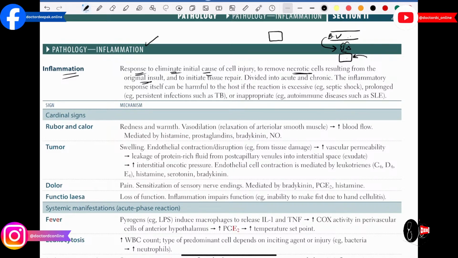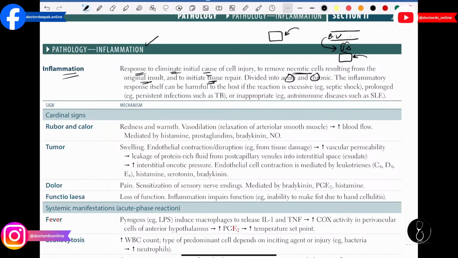Then after that, we divide inflammation into two main types. One is acute and the second one is chronic. Also, you have to understand that when the cell is injured, inflammation is the process which is used to initiate tissue repair. Let's suppose this cell is injured. After the inflammation, your neutrophils come and fight with the bacteria, whatever the reason, and try to eliminate the cause. So it is also the process used to initiate tissue repair. This is also a very important point.